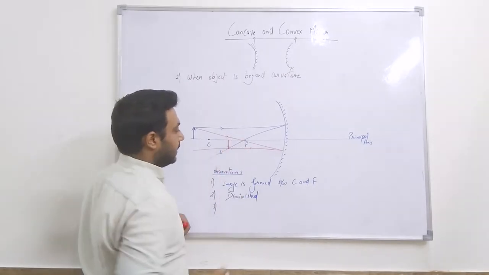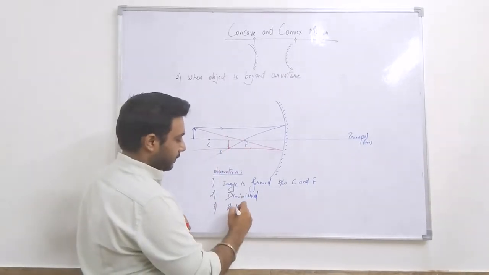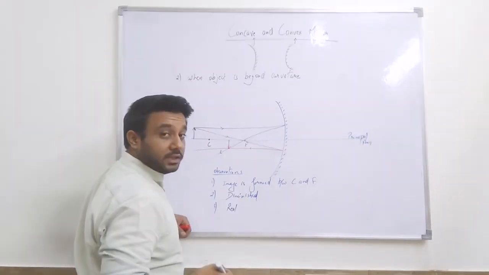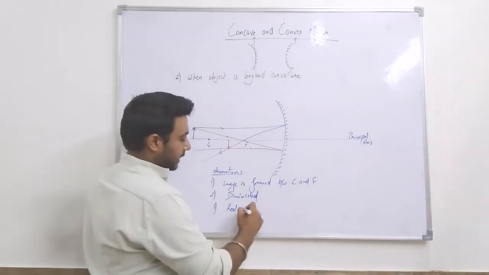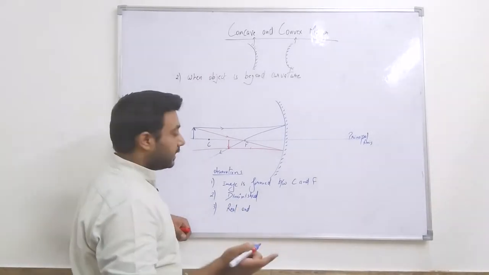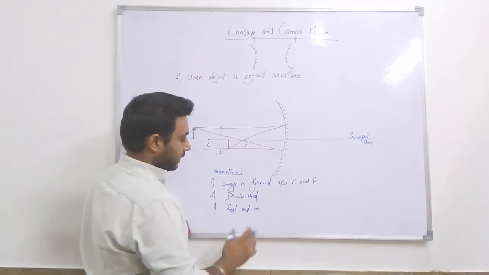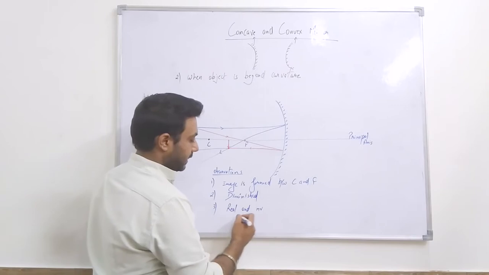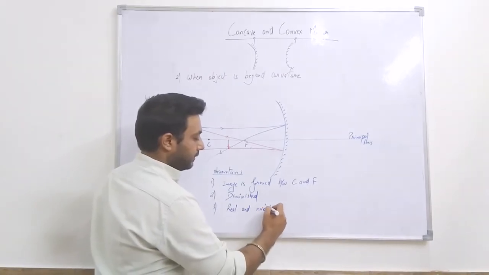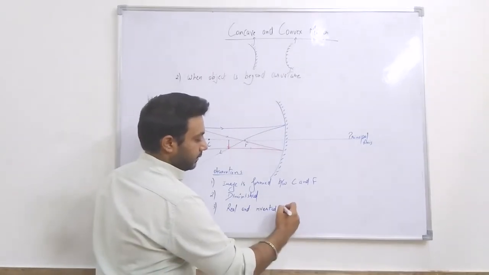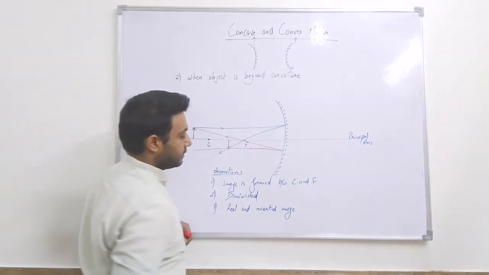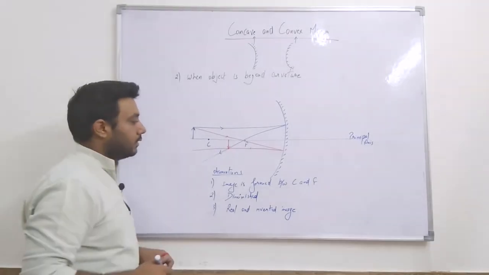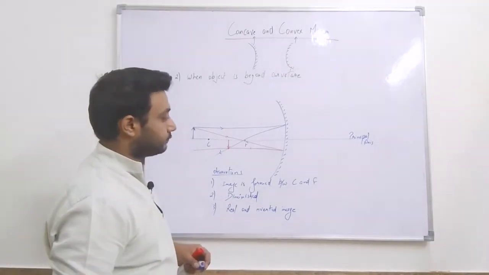You can see the nature is real, because we have used real lines. And it is found in front of the mirror. Real, and I told you that the word associated with real is inverted. Real and inverted image. Inverted means upside down. Okay, done.